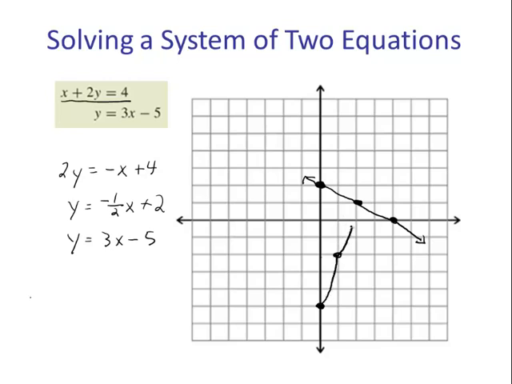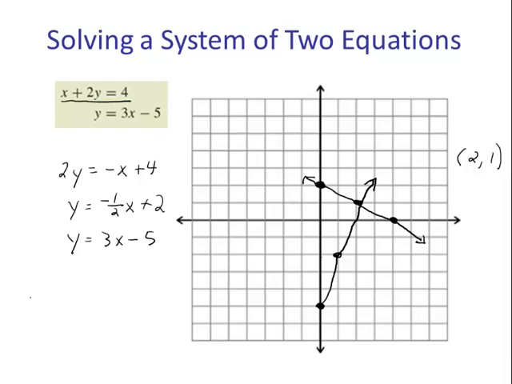Connecting the points, we see the point of intersection is here. So the solution is 2, 1. So the answer to questions 1, 2, and 3 is the same ordered pair.